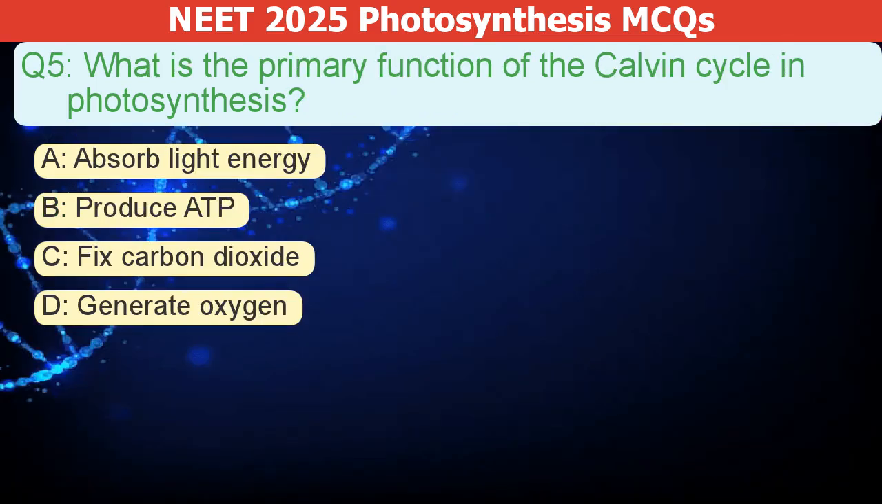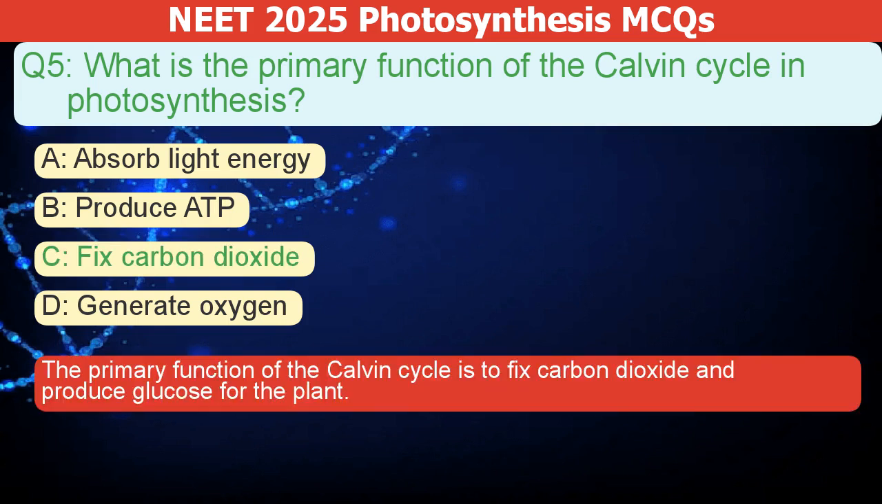What is the primary function of the Calvin cycle in photosynthesis? A. Absorb light energy. B. Produce ATP. C. Fix carbon dioxide. D. Generate oxygen. The correct answer is C. The primary function of the Calvin cycle is to fix carbon dioxide and produce glucose for the plant.